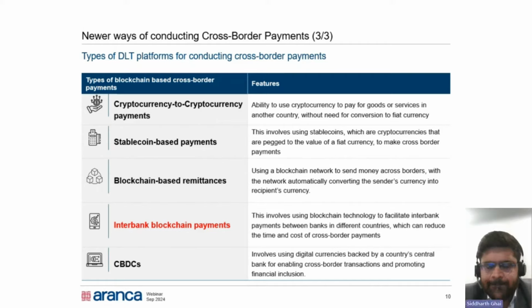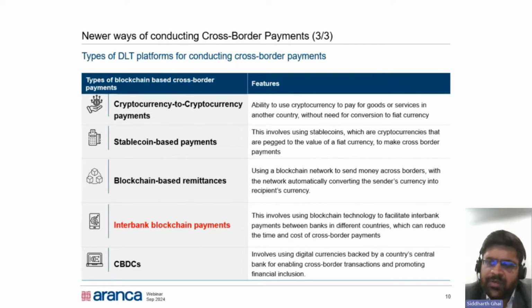So these are the blockchain-based remittances. The fourth one is interbank blockchain payments. These interbank blockchain payments are generally the blockchain networks that banks have onboarded and integrated with their core banking system. Once they have integrated the blockchain network in their core banking system, the users of that bank can transfer money overseas using that particular network.